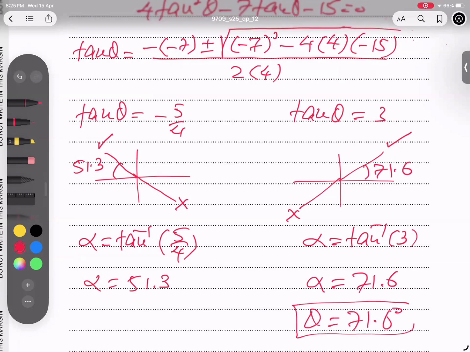This is done. But what about this one? 180 minus 51.3. And we are getting the answer 128.7 degrees. So I hope the concept of the question is completely clear now.